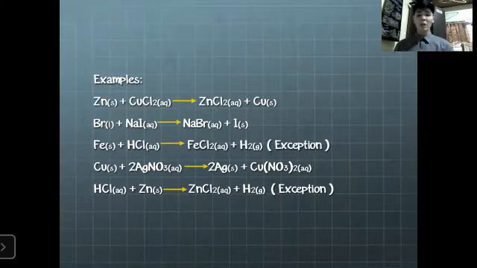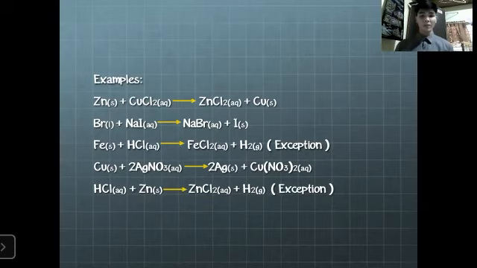Zinc plus copper(II) chloride yields zinc chloride plus copper. As you can see, zinc replaced copper in the compound copper(II) chloride. So we had a single replacement.